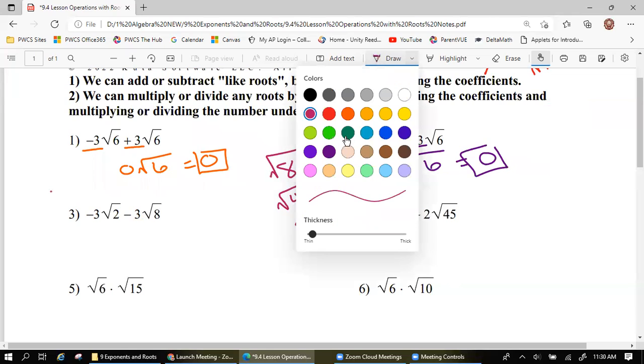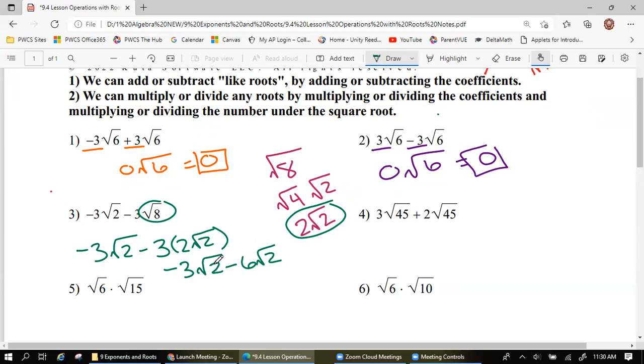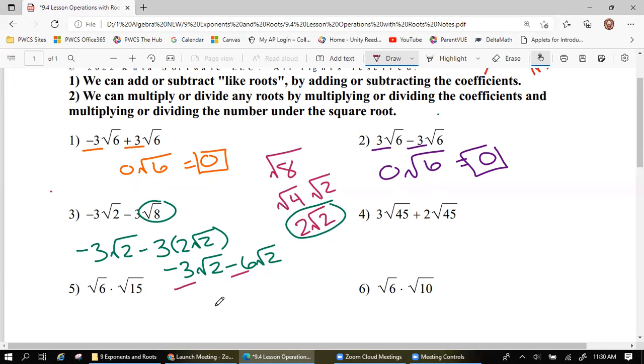So I'm going to go ahead and replace the square root of 8 with 2 square root 2. So let me rewrite what that looks like. I'll put it in parentheses. So I can actually multiply this 3 and this 2 to make 6. And now that I have root 2 for both of my terms, I can actually do -3 minus 6. -3 minus 6 is -9. And then I have a square root of 2 still because they both did. And that's as far as I can go.